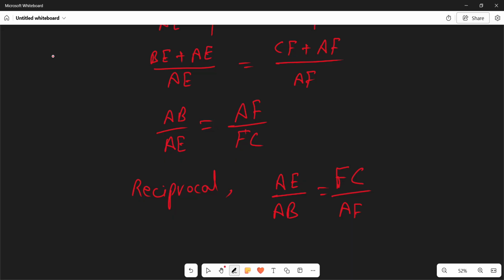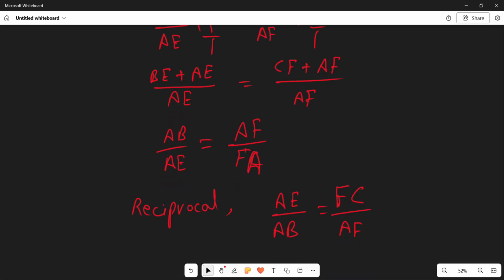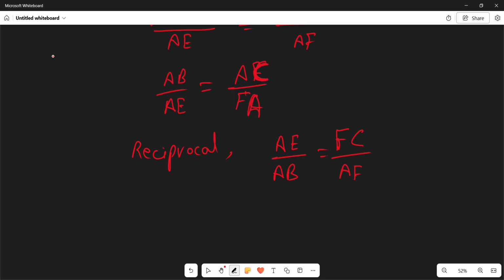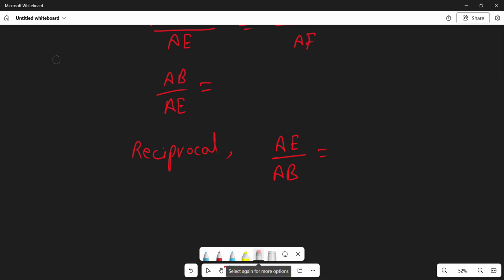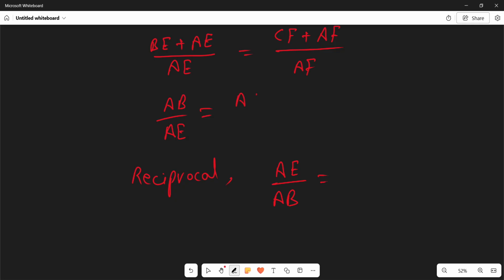It's AF. And this will be AC. Okay. It's a slight error. Everything was going right, but just a copying mistake. So it is AF, AC upon AF, and it will be AF upon AC.